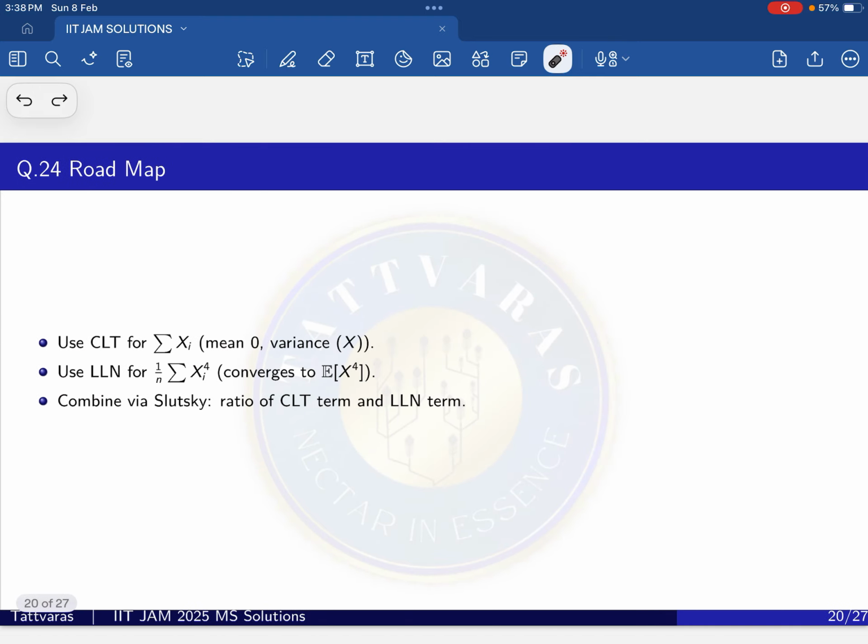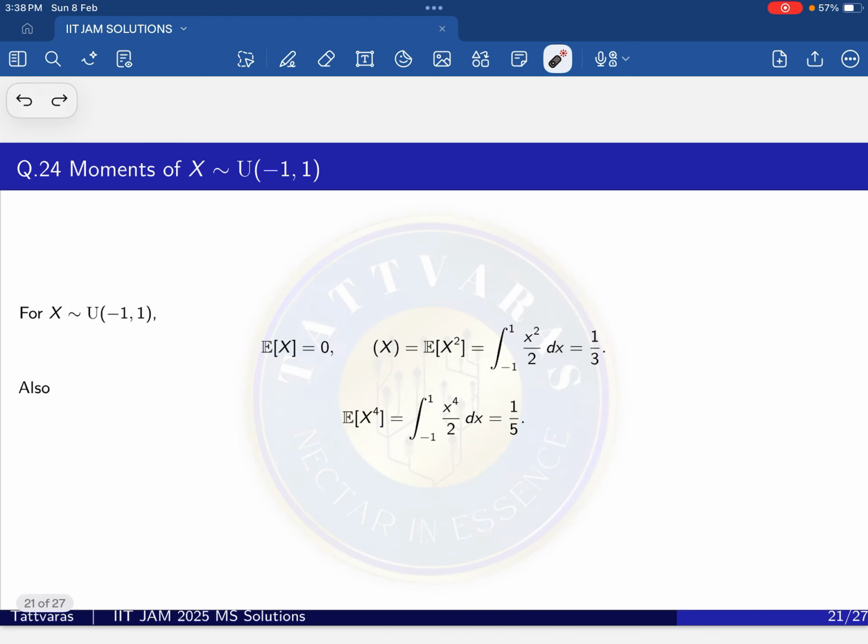Now how can you utilize this? The roadmap here is very straightforward. It is the CLT for summation Xi with mean 0 and some variance, that is precisely the variance of each Xi. Next we have the law of large numbers for this average, which converges to the expectation of this, and these two we have to combine using Slutsky's result. So that we will see.